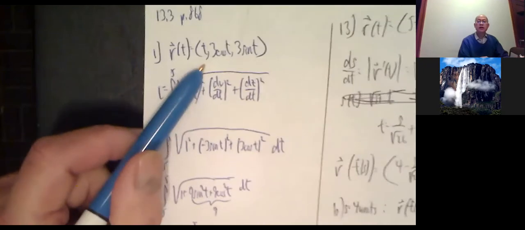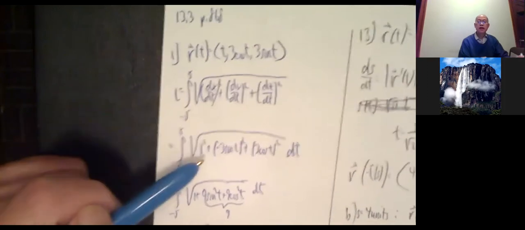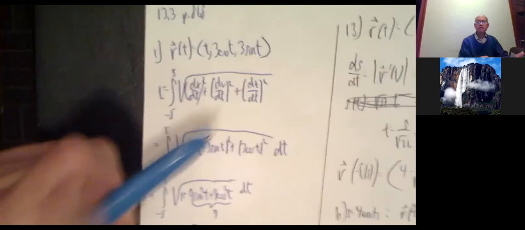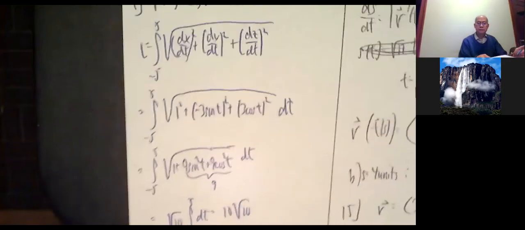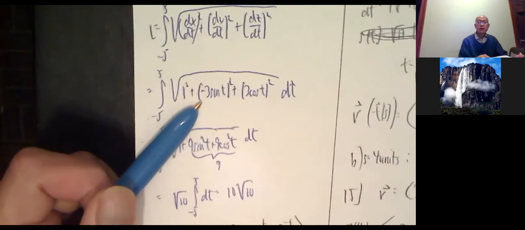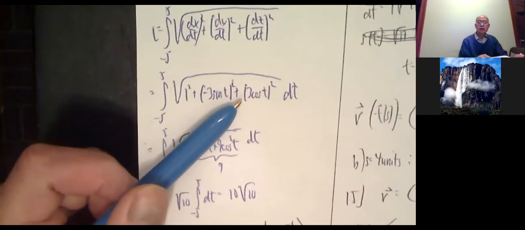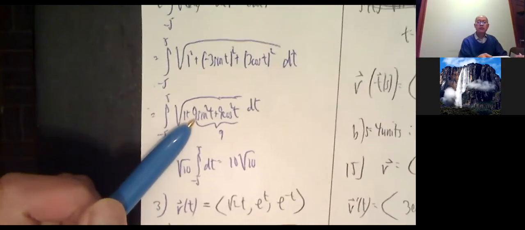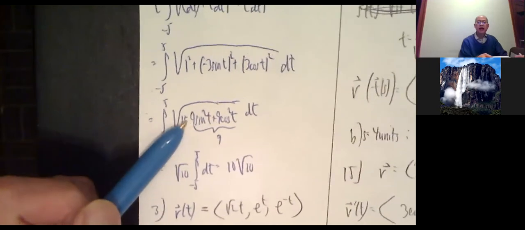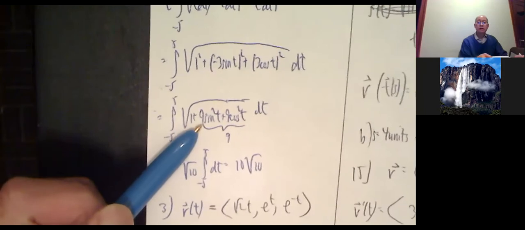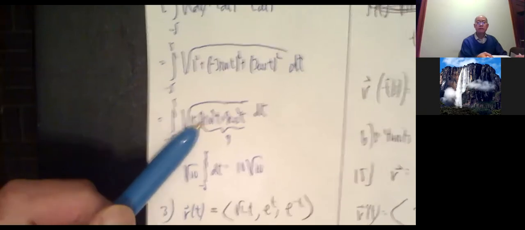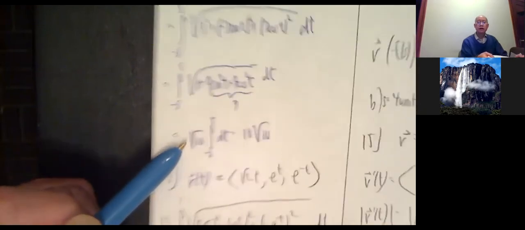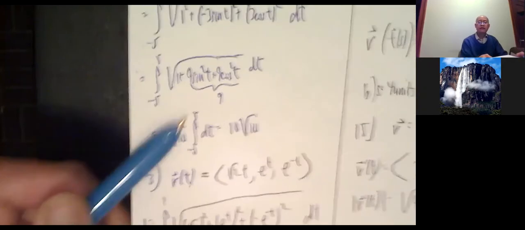So dx/dt is 1, so 1 squared. The derivative of 3 cosine t is -3 sine t, and you square it. The derivative of 3 sine t is 3 cosine t, and you square that. So that's 1 plus 9 sine squared t plus 9 cosine squared t. If you factor out the 9, you have sine squared t plus cosine squared t, which we know to be 1. So it's basically just radical 1 plus 9, which is radical 10, going from -5 to 5.